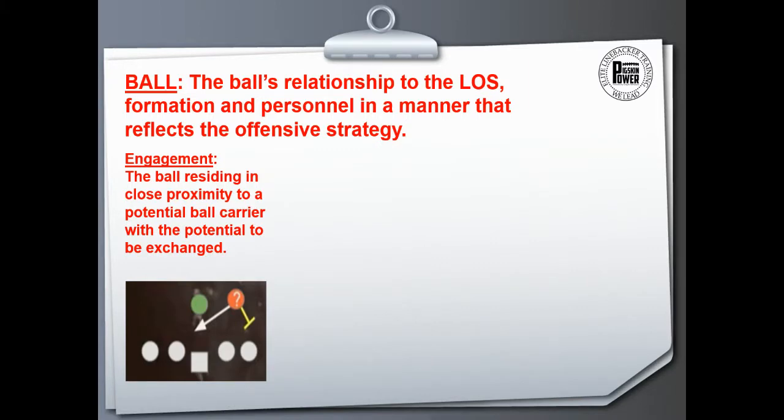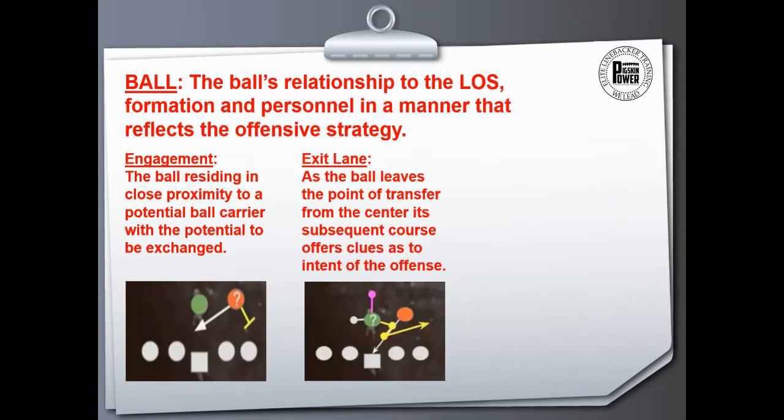So he does the ball, is it engaged or is it not? Is there anybody in close proximity, even fly sweep? Is there a player coming across the formation that's going to be in close proximity with the ball? So is there potential for engagement? Second is the exit lane of the ball. And we've taught this for years.